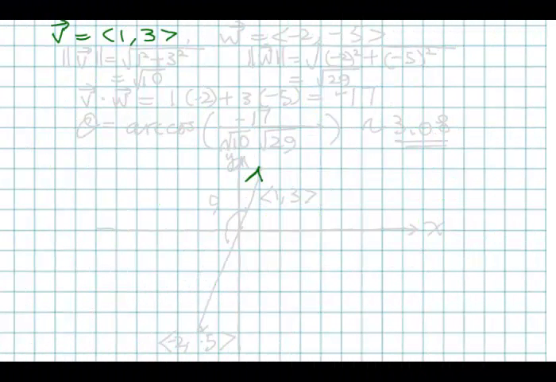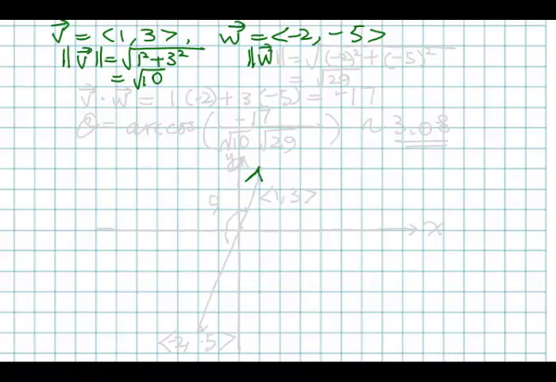Vector v equals (1, 3). Vector w equals (-2, -5). We'll find the angle between the two vectors. The magnitude of vector v equals the square root of 1 squared plus 3 squared, which is the square root of 10. The magnitude of vector w equals the square root of (-2) squared plus (-5) squared, which is the square root of 29.